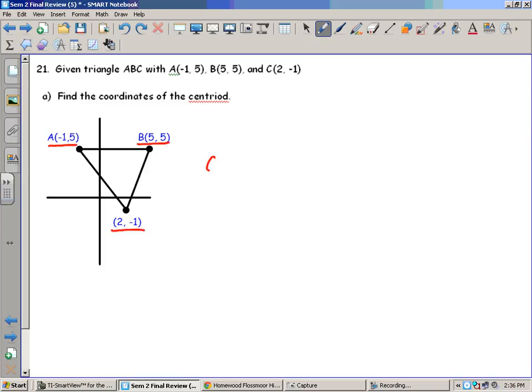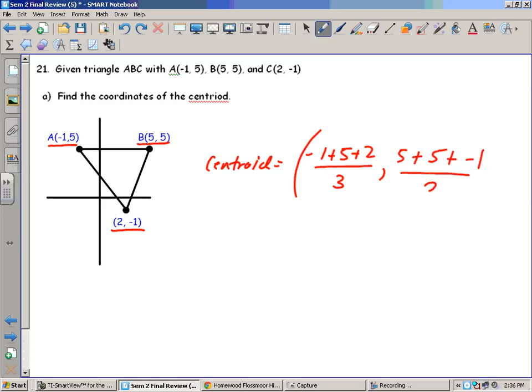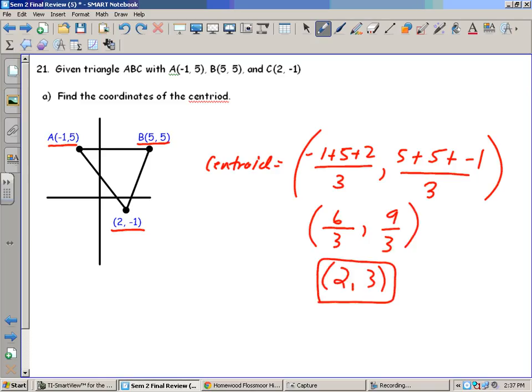So the centroid is going to equal the average of the x's. An average, there are 3 x's, -1, 5, 2, divided by the number of numbers, which is 3. And then there are 3 y points. We can divide those by 3. So -1 plus 5 plus 2 is 6 over 3. 5 plus 5 plus -1 is 9 over 3. So your centroid is actually at 2, 3. You could find the equations of the medians and then calculate the intersection, but we won't do that here.